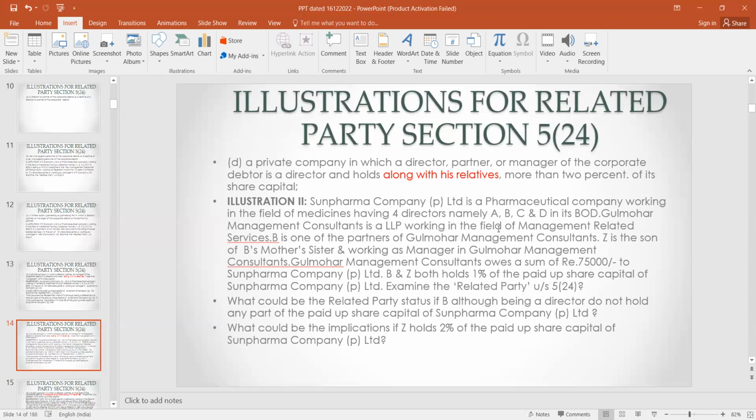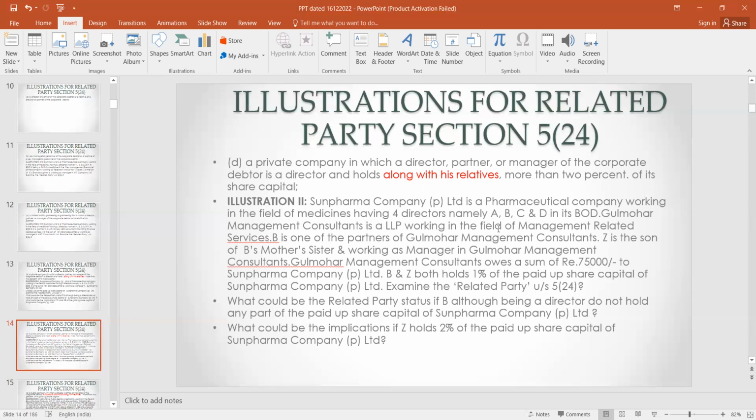Yes, see, Sun Pharma is a pharmaceutical company. ABC are the directors. Now the question is whether ABC and D are related parties. Now regarding this Gulmohar, let us see. For Gulmohar, what we have to see is an LLP, and B is one of the partners. So let us identify the clause where this will be covered. It is covered under LLP. LLP is given in 524C. He is a partner of the LLP.